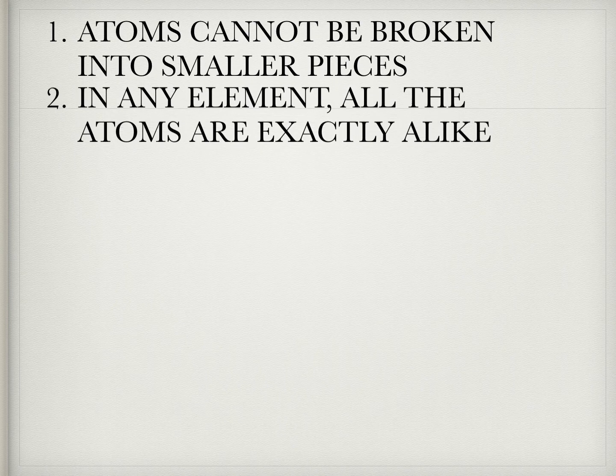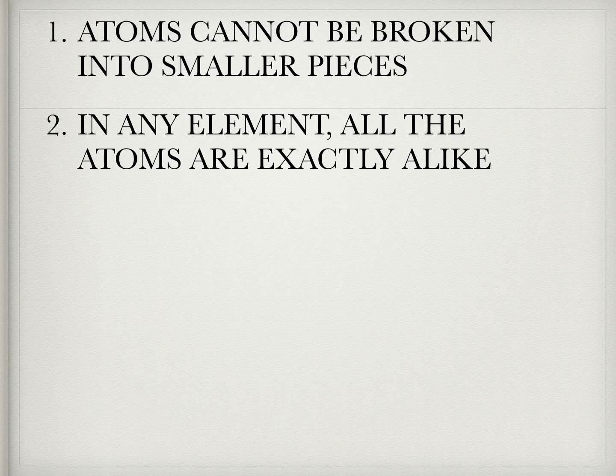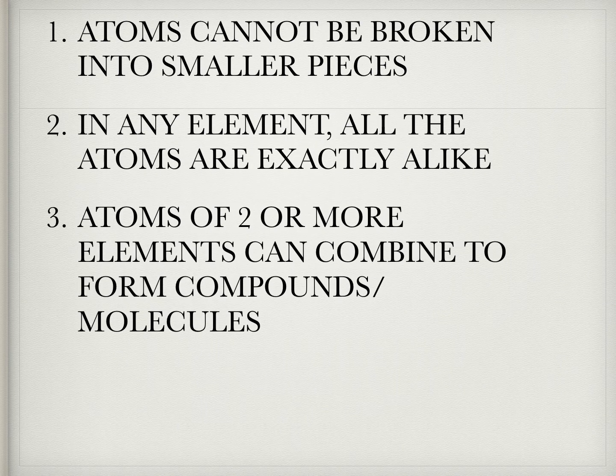The next part of his theory was in any element, all the atoms are exactly alike. Meaning, if you look at the periodic table and you look at oxygen or nitrogen, every atom of oxygen, all those atoms are identical. However, if you look at nitrogen, all those nitrogen ones are the same, but they're different than the ones of the other elements. He stated that atoms of two or more elements can combine to form compounds and molecules, meaning when atoms come together, they start to build the things we see in the world.